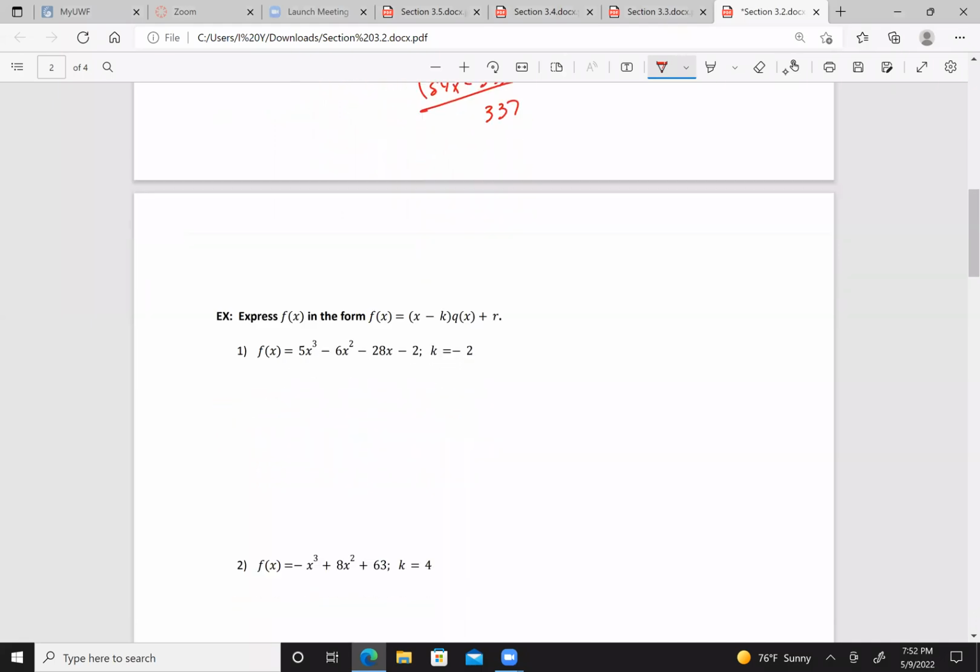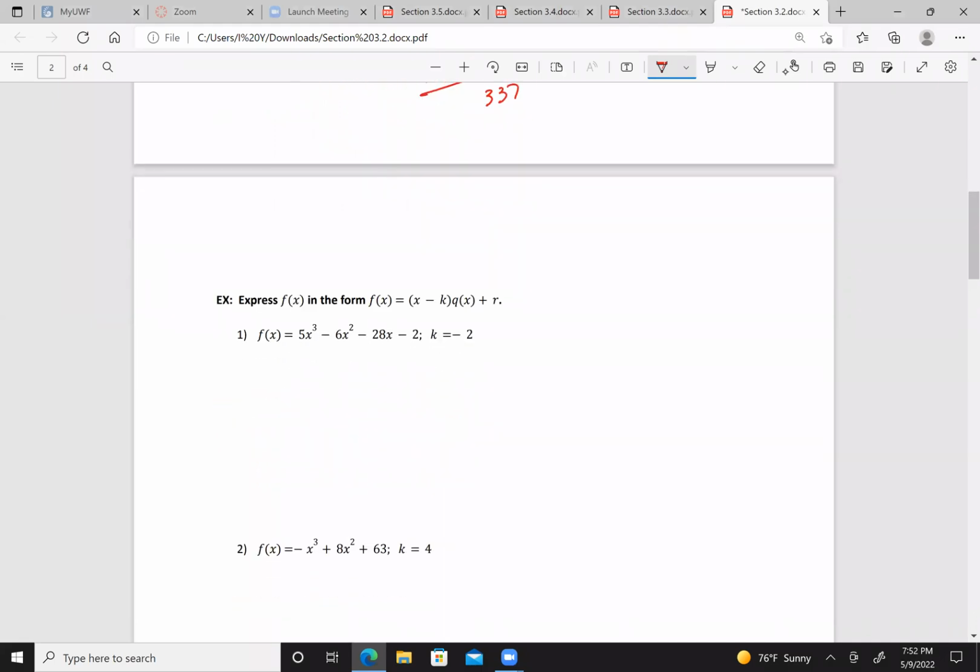Okay, now we're going to look at this a little differently. We're still going to do the same thing. We want to factor out x minus k, where k is negative 2. So that becomes x plus 2. That simply means we're going to divide by x plus 2.